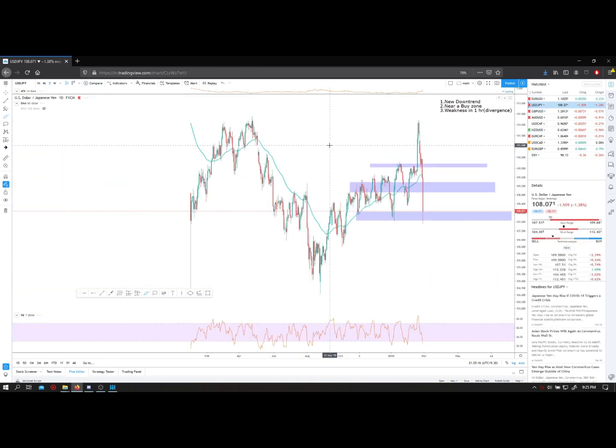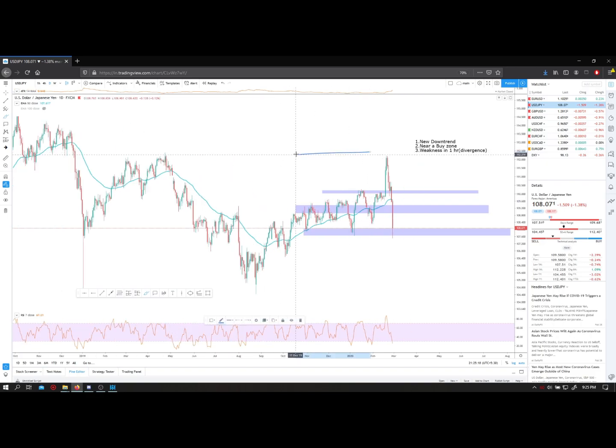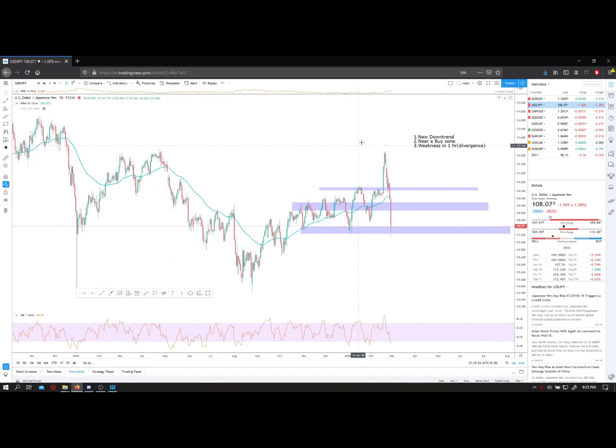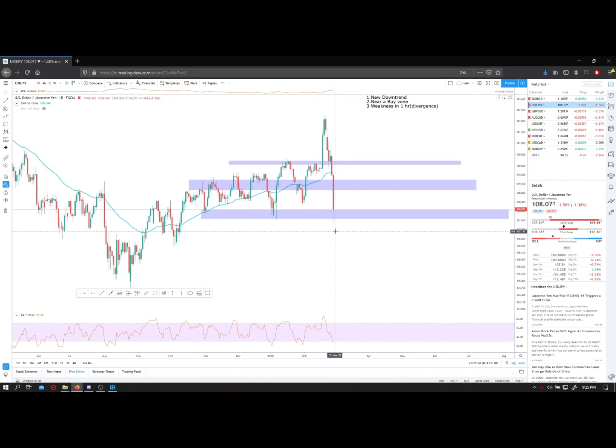So the next pair is USD JPY. Again, we're going to follow the rules. The first thing we're going to identify is the trend. As you can see, it is forming a new downtrend. Earlier it was in an uptrend, as you can see, higher highs, higher lows, higher highs and higher lows, but recently it has broken the higher low and made a new lower low.